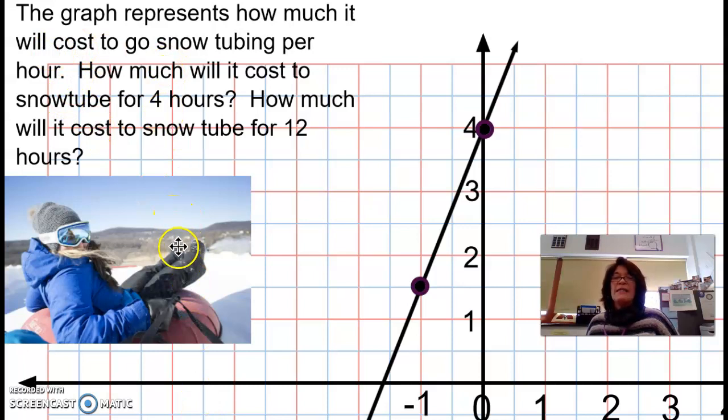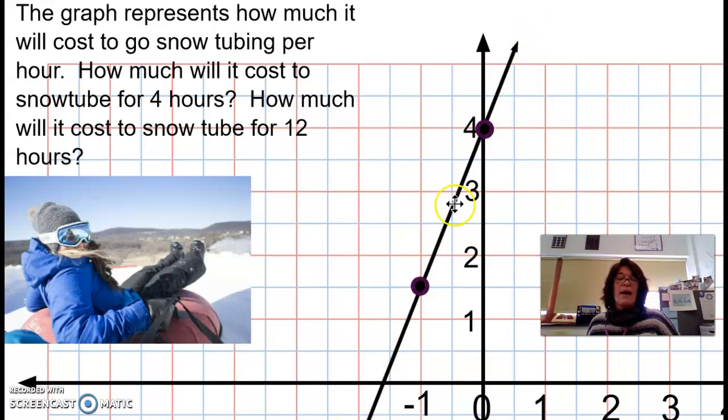Okay, the graph represents how much it will cost to go snow tubing per hour. Ugh, I just can't stand to think that it's winter, but that's all right. I guess it is fun to go sledding. How much will it cost to snow tube for 4 hours? How much will it cost to snow tube for 12 hours?